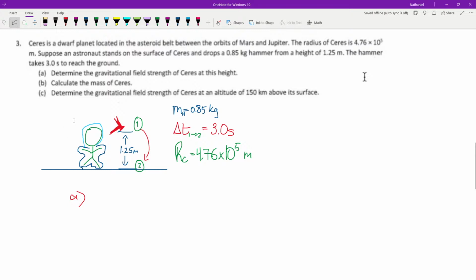Okay, determine the gravitational field strength of Ceres at this height. Okay, so they say at this height. Are they talking about the height at 1 or the height at 2 or what? Well, really, they're kind of just talking about the height of the planet.